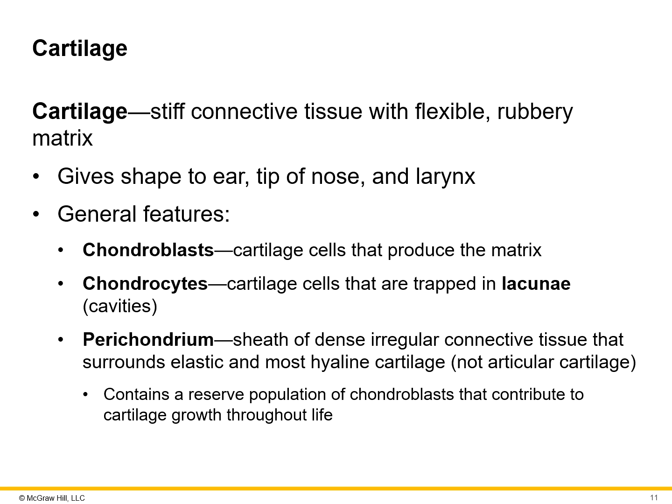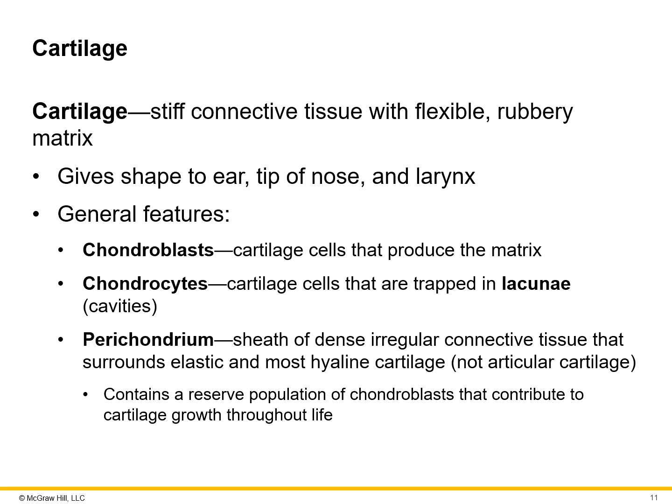Cartilage is a stiff connective tissue, but it's still kind of flexible. And what gives it that characteristic is that the ground substance is no longer watery now. It's more firm. It's more like a rubber matrix instead of that gooey, soft ground substance. And that stiff connective tissue is still going to have some flexibility, which is going to give shape to our ears, the tip of our nose, and the larynx, which is in your throat.